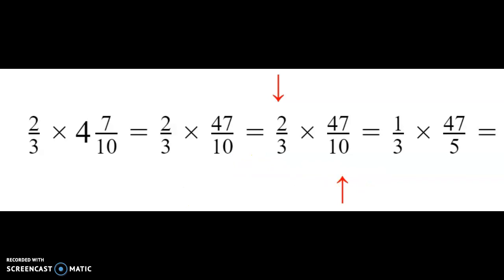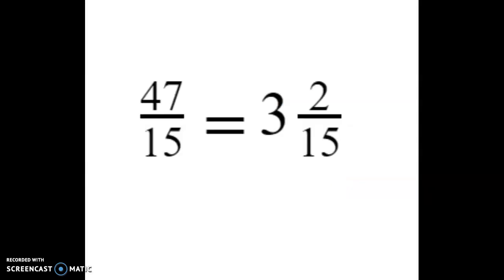It's a little difficult to cross things off like we normally would do in class, but you can go ahead and do that on your worksheet. After I multiplied 1 times 47 and got 47, I then multiplied 3 times 5 to get 15. Once I got that improper fraction, I turned it right around into a mixed numeral.